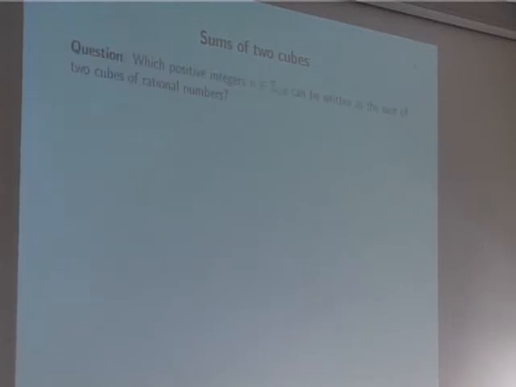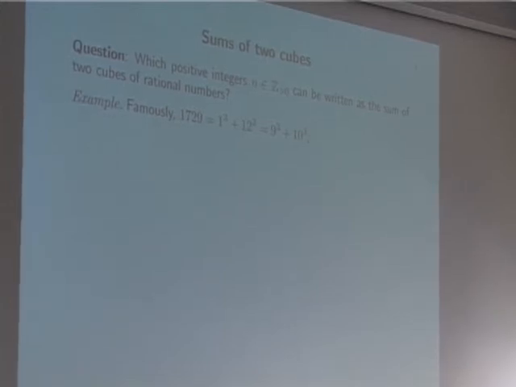So, sums of two cubes. The simple question is, which positive integers n can be written as the sum of two cubes of rational numbers? Okay, so that's something that you could describe to just about anybody on the street if they stopped you. There's a famous example, which is not particularly relevant for my example, but 1729 is one such, and you can write it in two distinct ways using integers.